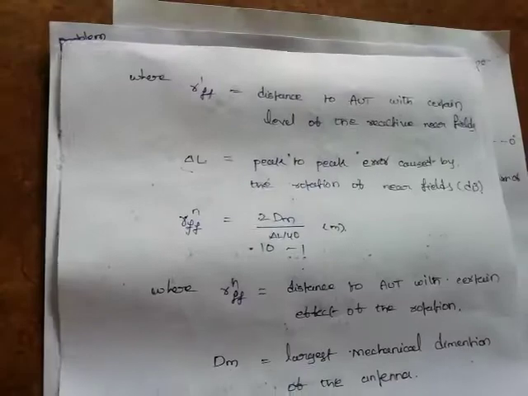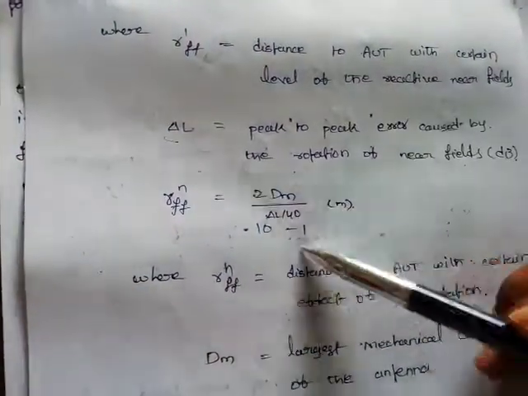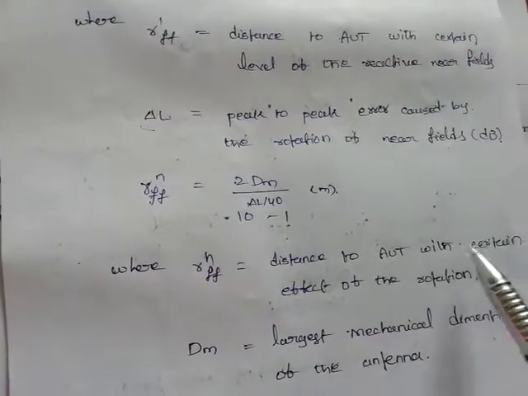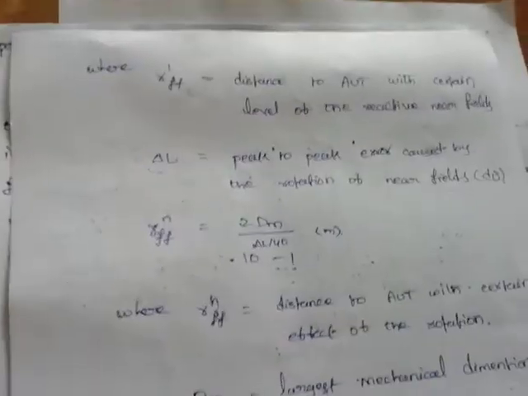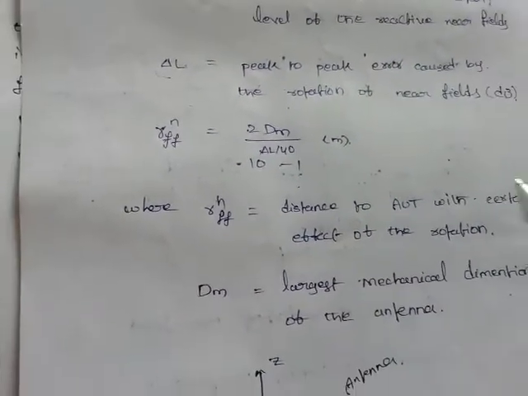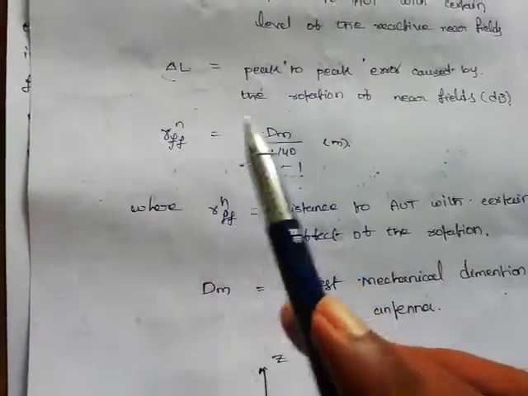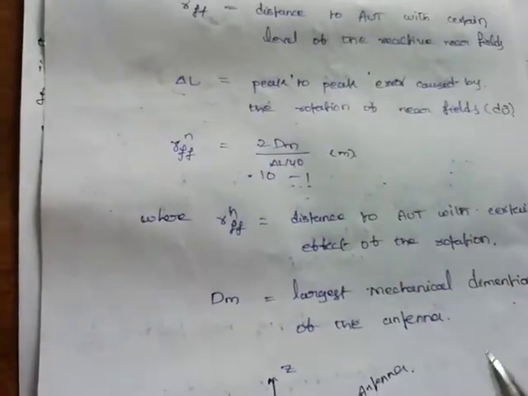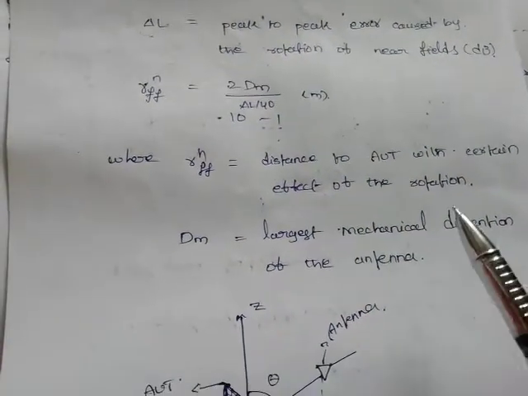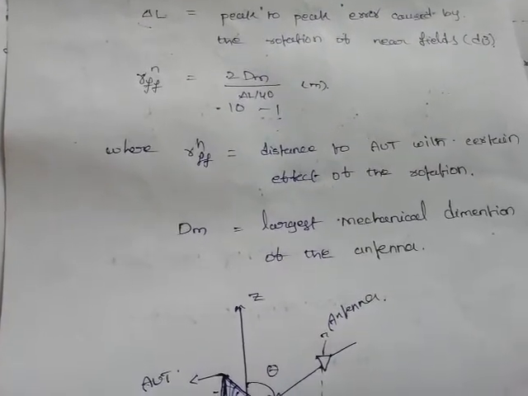Another formula we have is R power N FF. Here R N FF is the distance to the antenna under test with a certain effect of the rotation. How are we going to find the distance of that antenna under test? By using this formula. You have to remember all these formulas for antenna measurements, for near and far field calculations or measurements, where dm is the largest mechanical dimension of the antenna.